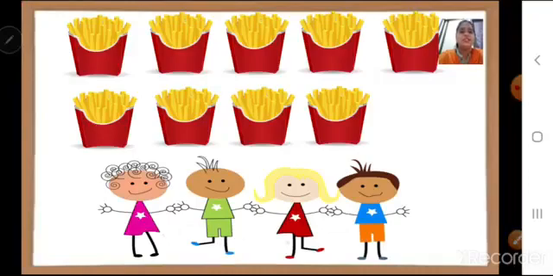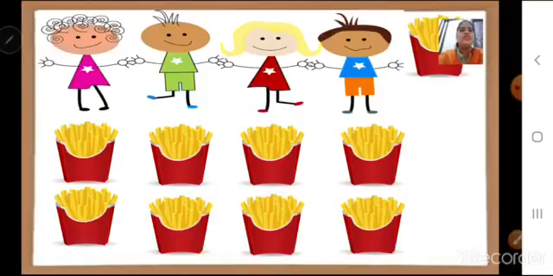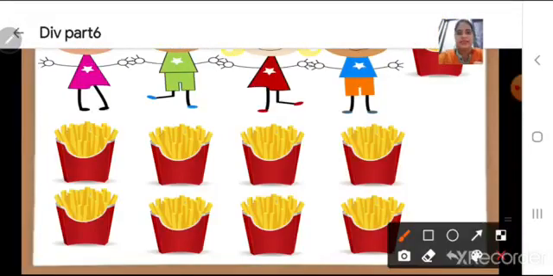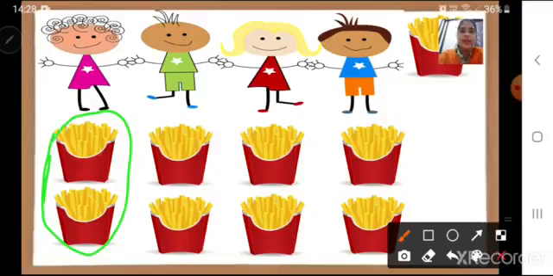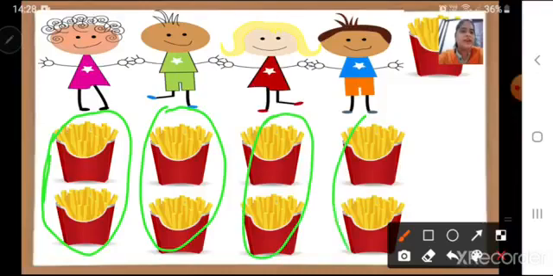You can see here 4 children standing. They all want French fries. So we have to divide them. We have to give one by one to each of them. If we give one by one to each of them, each one of them will get 2 packets of French fries. Right children? Now you can see here the first girl has got 2 packets, then another 2 packets, another 2 packets, and the last one also has got 2 packets.